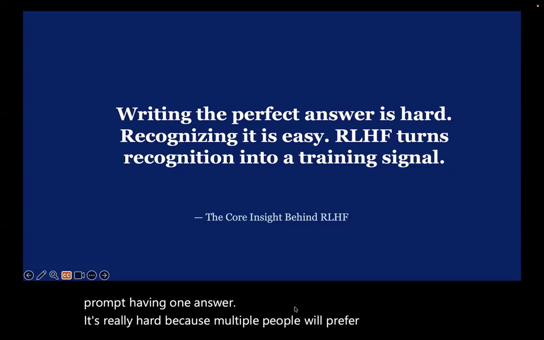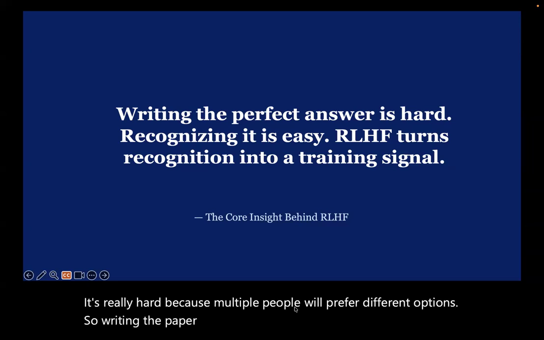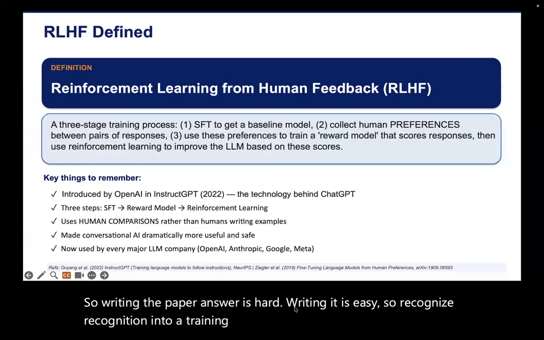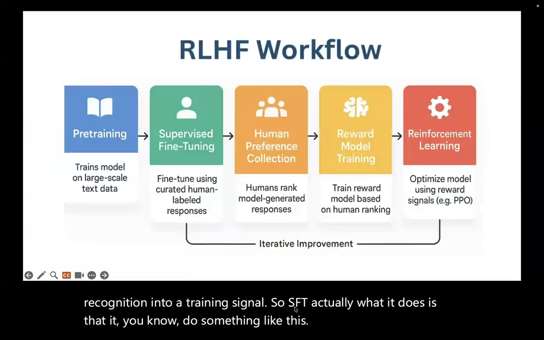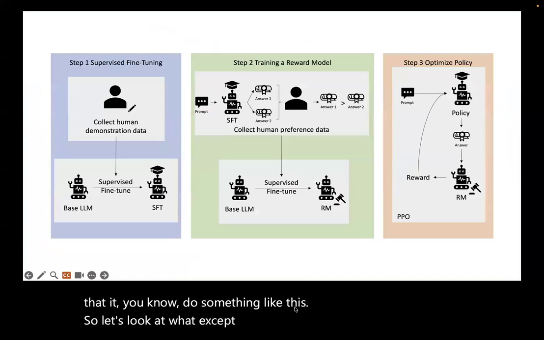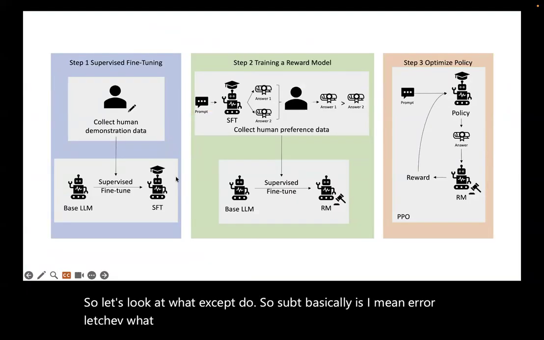Writing the perfect answer is hard. Recognizing it is easy. So LLMs turn recognition into a training signal. SFT actually does something like this. Let's look at what SFT does. RLHF, what it does basically is this.